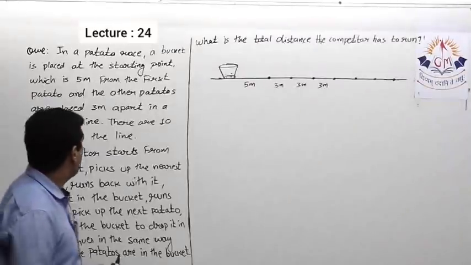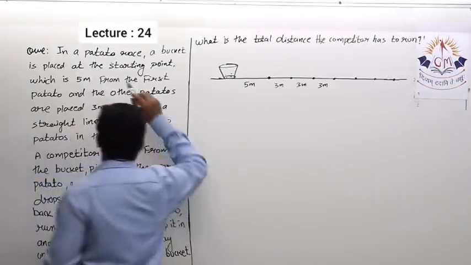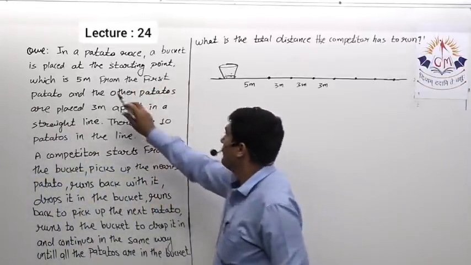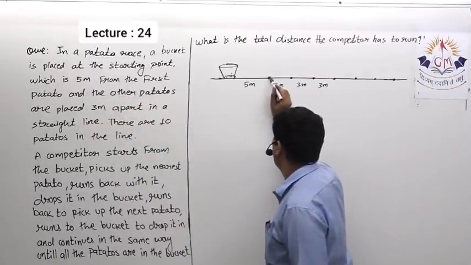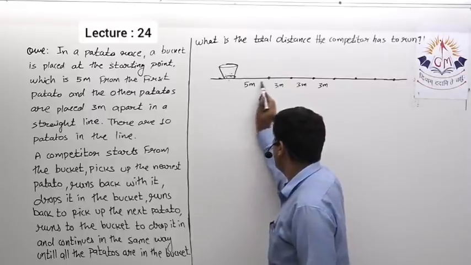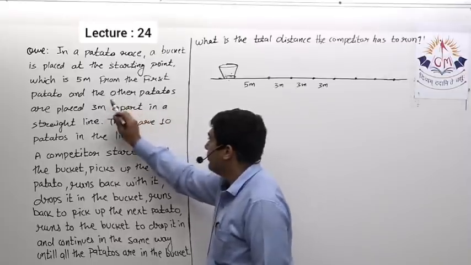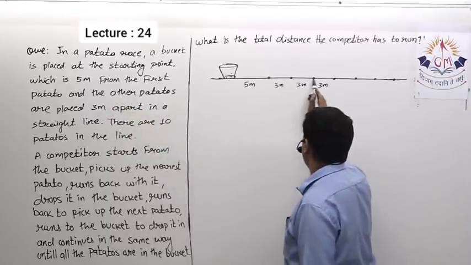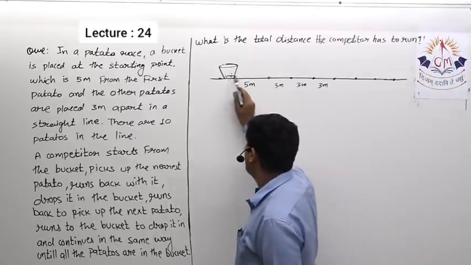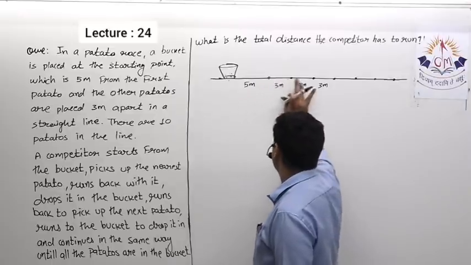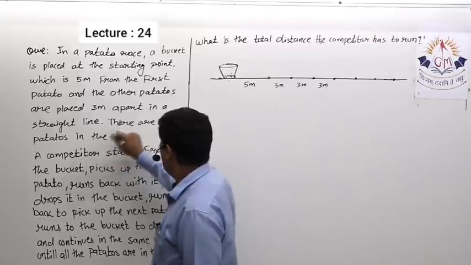Okay, so this is the next question. In a potato race, a bucket is placed at the starting point, which is 5 meters away from the first potato. You can see in the diagram, I'm considering the first potato, which is at a distance of 5 meters from the bucket. Okay, and the other potatoes are placed at a distance of 3 meters. The first potato is at a distance of 5 meters from the bucket, and the distance between the remaining potatoes is 3 meters, in a straight line.